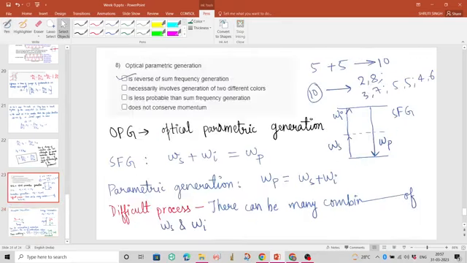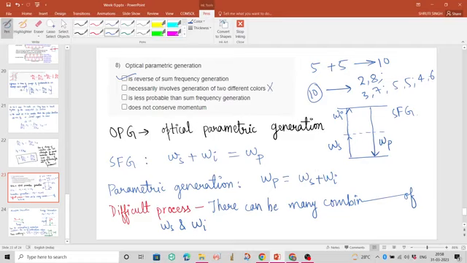So the answer to the question: optical parametric generation is the reverse of sum frequency generation, which is true. Necessarily involves generation of two different colors? This omega s and omega i can be of the same color as well. It can be exactly the reverse of second harmonic generation. So this one is not true. Depending upon the temperature and the refractive index, it can be the same.